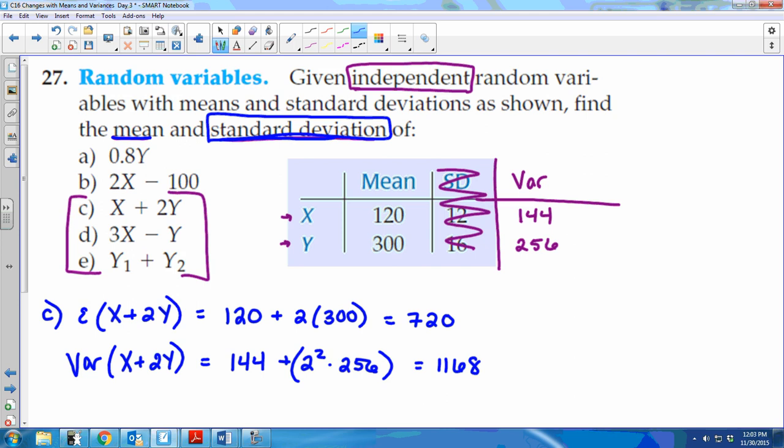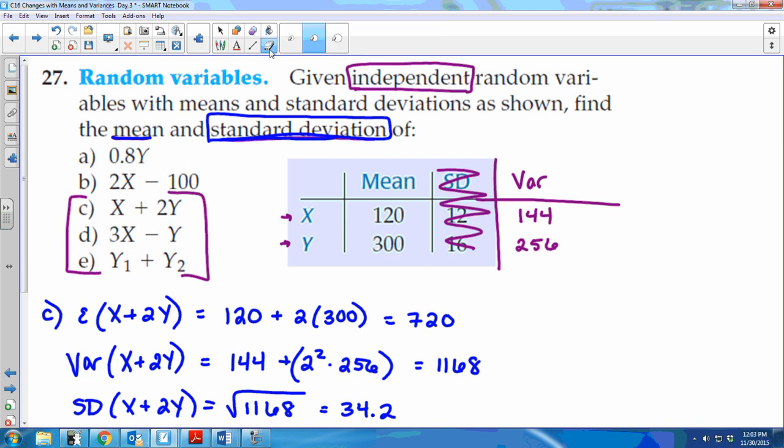Now, we have the combined variance, but it says to find the standard deviation in the question. So if I have the variance, how do I find the standard deviation? Just take the square root. So square root of 1,168. It's 30 something. So 34.2. Questions about C? All right, let's keep practicing. We got 2 more.